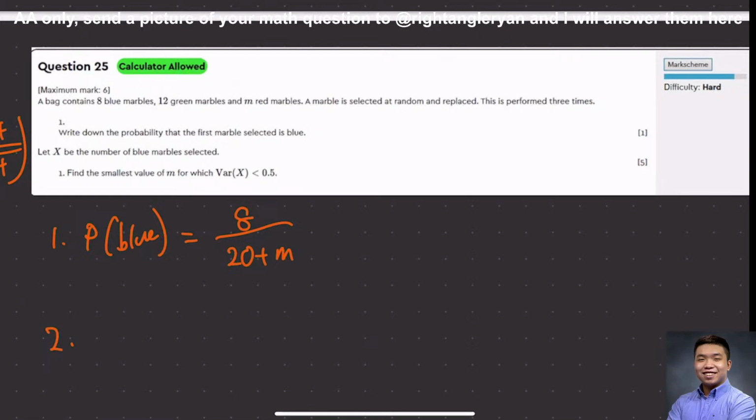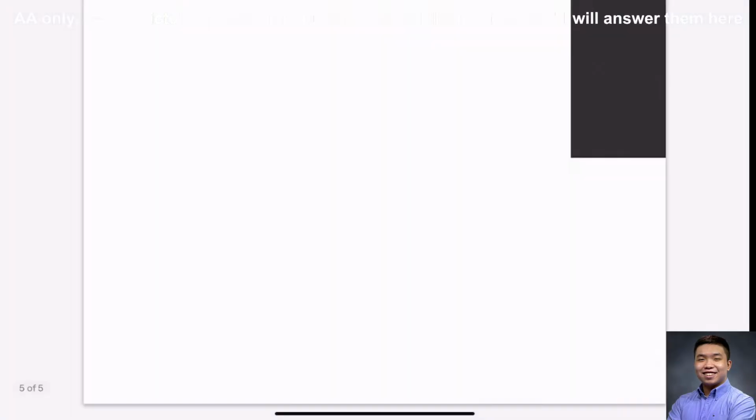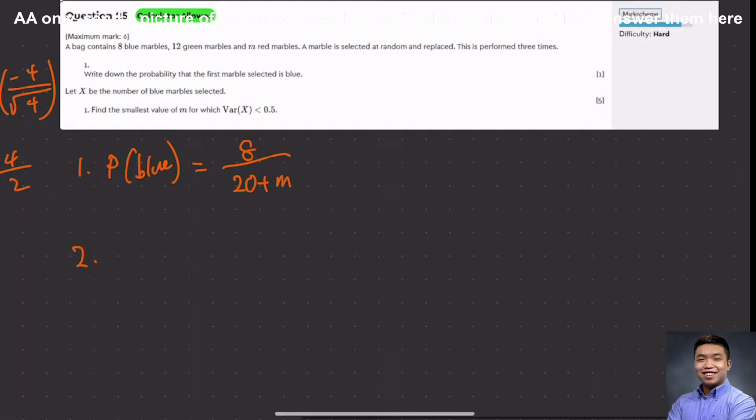Now, let x be the number of blue marbles selected. Find the smallest value of m for which the variance of x is less than 0.5. Okay, so this would be something related to binomial distribution, right? Because how else are we going to do variance? Variance we only know from binomial distribution. So if you have your formula booklet, you should get that the variance will be equal to n times p times 1 minus p, right?